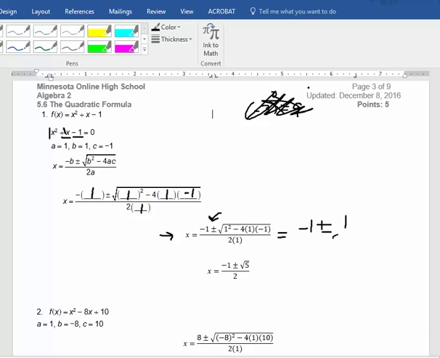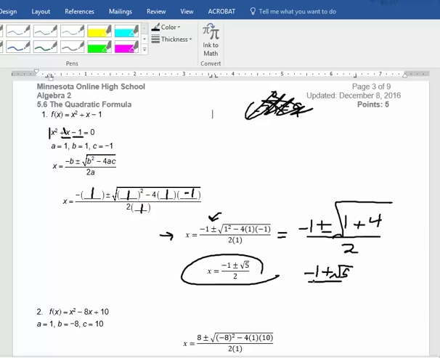So I would have the square root of 1 minus, okay, 4 times 1 is 4, times negative 1 would be negative 4. So I have minus a negative 4, which is going to be plus 4, all over 2 times 1 is 2. And then the 1 plus 4 is 5, so you get the square root of 5. That's the only part I changed. Now you can leave your answer like this. Or you could write it as negative 1 plus the square root of 5 over 2, and the other answer would be negative 1 minus the square root of 5 over 2.